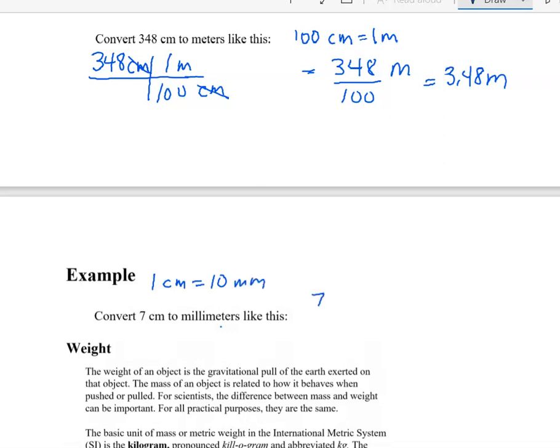So if we start out with 7 centimeters, and we want our centimeters to cancel out because we want our answer in millimeters, we know that 1 centimeter should be on the bottom and the 10 millimeters on the top. So 7 times 10 would give us 70 millimeters.